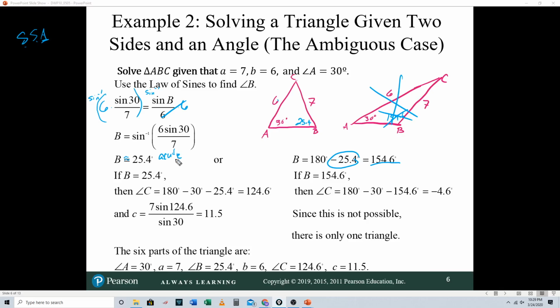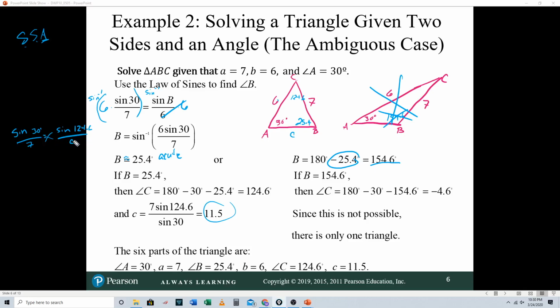Anywho, let's see here. Once we know that this is 25.4, we can use the fact that everything adds up to 180 to subtract this and get this angle to be 124.6, and then do the law of sines again to find C. All right. So there we go. And again, that law of sines is, I'll do it over here. Since we have sine A, so sine of 30 degrees over 7 equals sine of 124.6 over C.